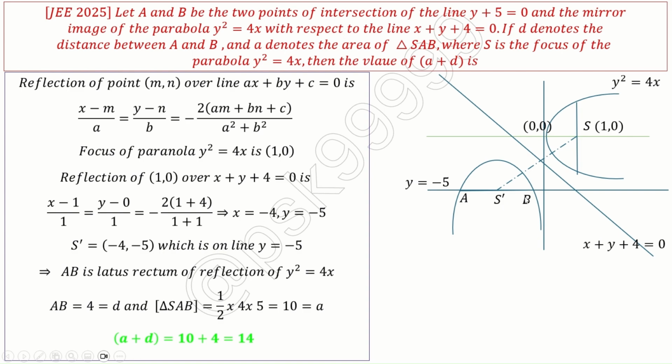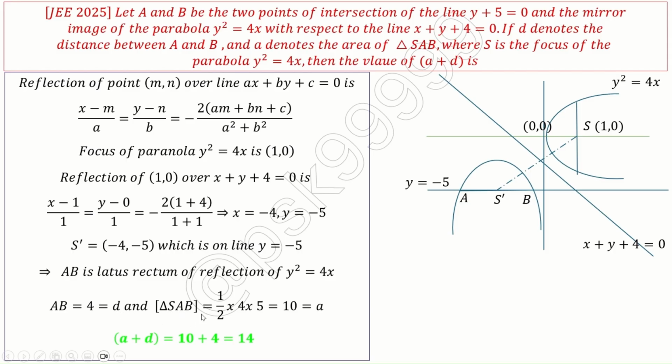So AB is the length of the latus rectum. Correct? So will it be different from this parabola? No, it will be the same, right? It is just a mirror image. The AB distance will be the same as the latus rectum here, which is for y² = 4x. The latus rectum is nothing but 4. So D is equal to 4. We don't need to construct the parabola equation here.